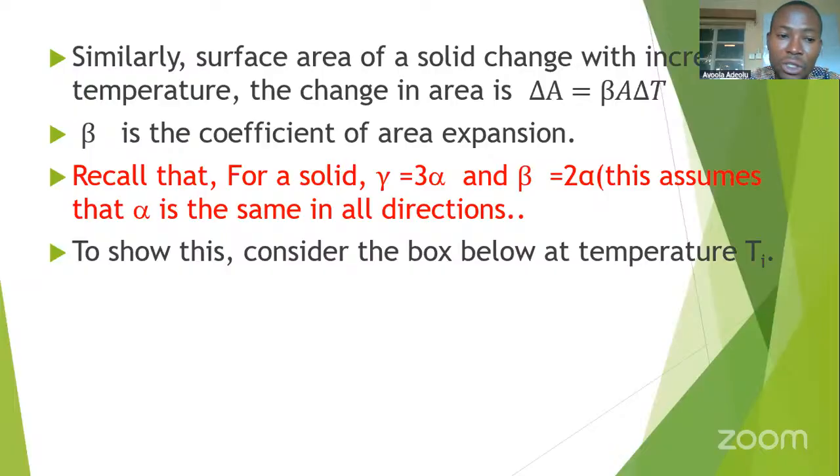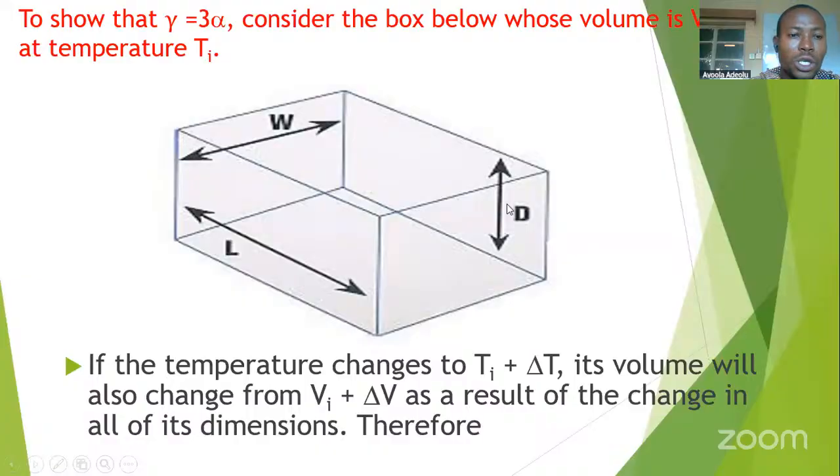And this assumes that alpha is the same in all directions, meaning that, let's say you have a box. For this simple relation to hold, it means that the length, the breadth and the height are made up of the same materials. That is, they have the same coefficient of linear expansion. To show these two simple relations, we use this box below.